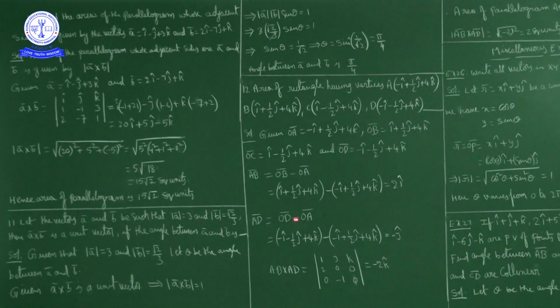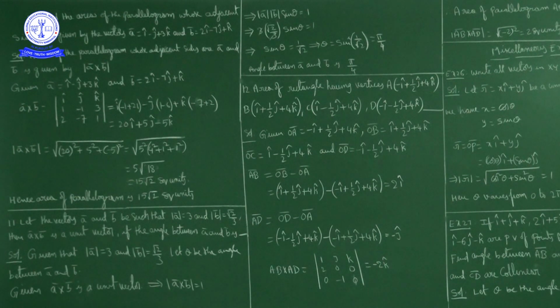Okay. Now minus I cap, here minus of minus plus I cap, minus I cap plus I cap cancel, 0 I cap. Next, minus half j cap minus half j cap is minus j cap. 4k cap minus 4k cap cancel. So AD bar is how much? AD bar is minus j cap.